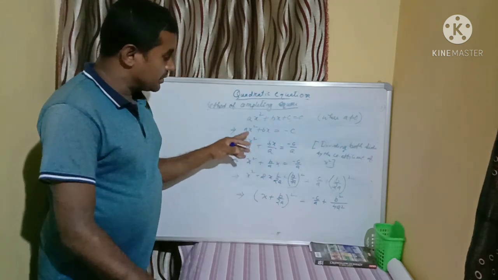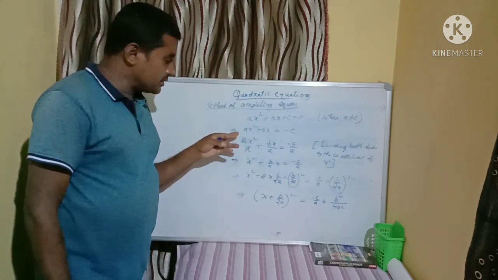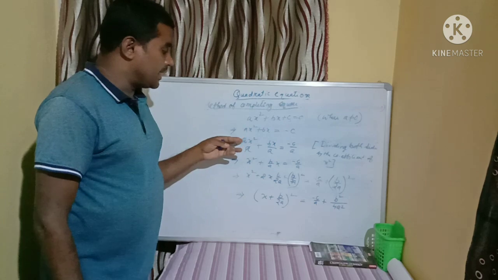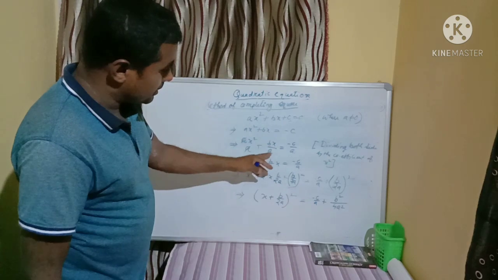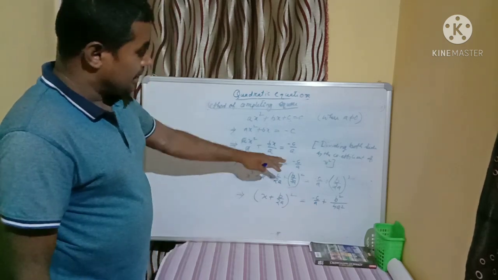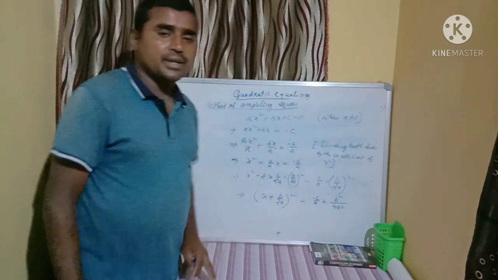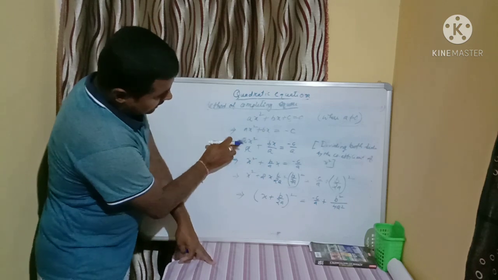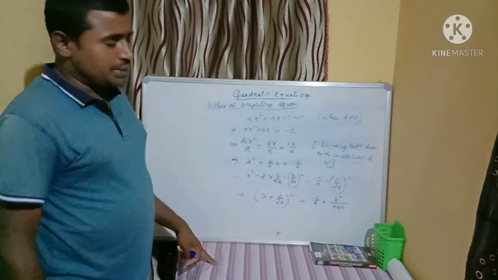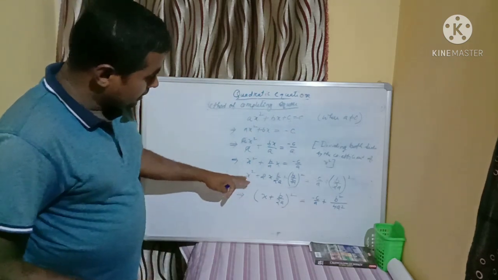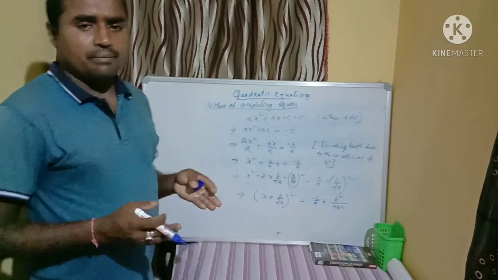Then we divide both sides by the coefficient of x square. Here our coefficient of x square is a, that means we need to divide both sides by a. By dividing we get ax square by a plus bx by a equal to minus c by a. And you have to write in the chat: dividing both sides by the coefficient of x square. So now you see a cancels, then we get x square plus b by a x equal to minus c by a.